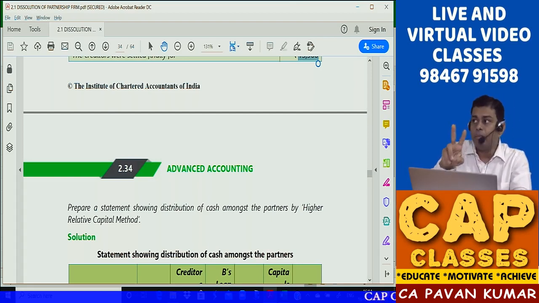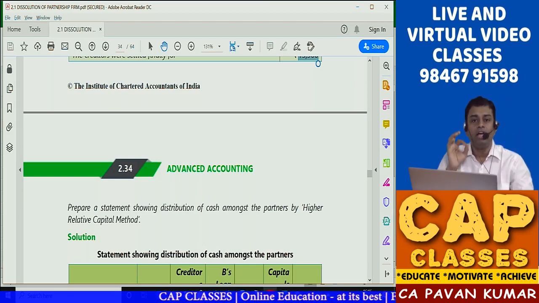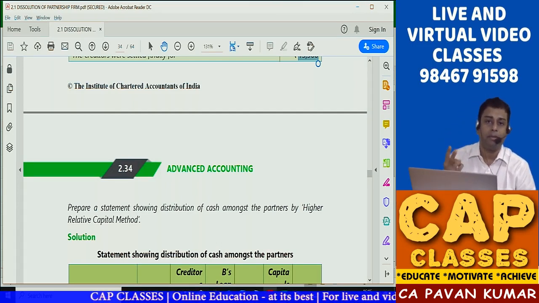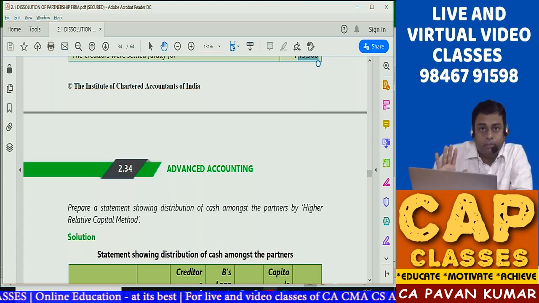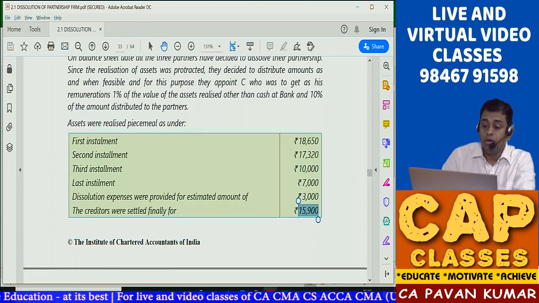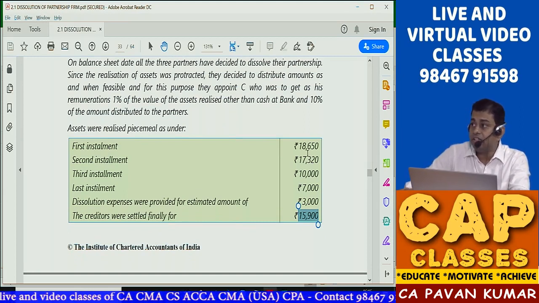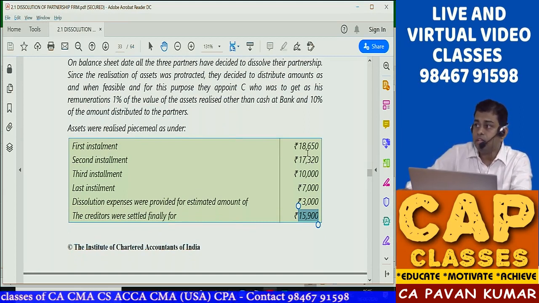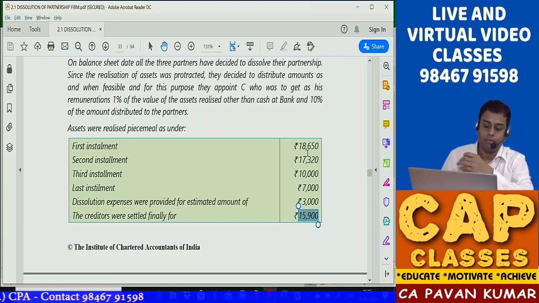Point number 1 is done. Point number 2: whatever method you follow, don't forget to write the notes. In the footnote, you need to write that in piecemeal distribution, two methods can be followed, either method 1 or method 2. I have followed method 2 in my answer. You understand? So what is the first installment? 18,650. Read the question once again. Shall we start with the solution?